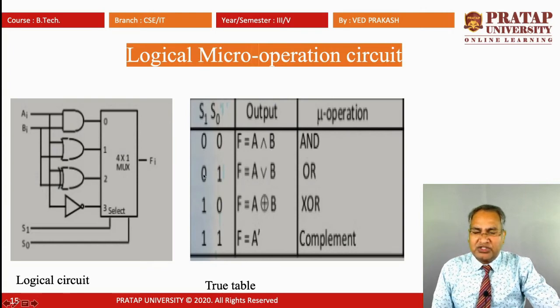Similarly, when we take 0 1, in this case the multiplexer's line 1 is selected and all remaining lines become deactivated. So, we observe the output at line 1 coming from the OR gate. So, the output becomes OR. And in case of 1 0, we basically select line 2 of the multiplexer.